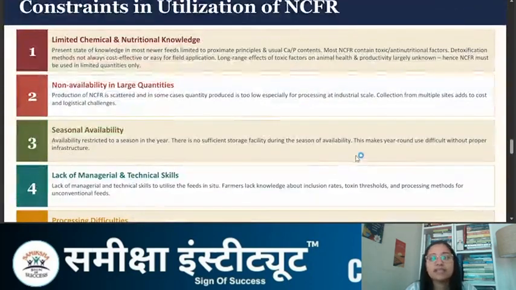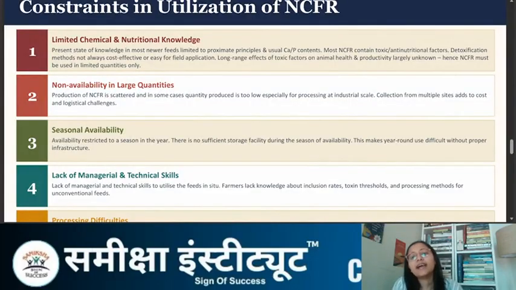Then there are certain constraints, okay, challenges associated with the unconventional feed resources. First and foremost challenge is that there are very high quantities of anti-nutritional factors, so they need to be processed first. Okay, then limited chemical and nutritional knowledge. The present status of knowledge is very limited, so we do not know what are the basic anti-nutritional factors and the basic challenges associated with feeding them. So most of them contain the toxic factors, anti-nutritional factors. So detoxification methods are not that cost effective and easy for field application.